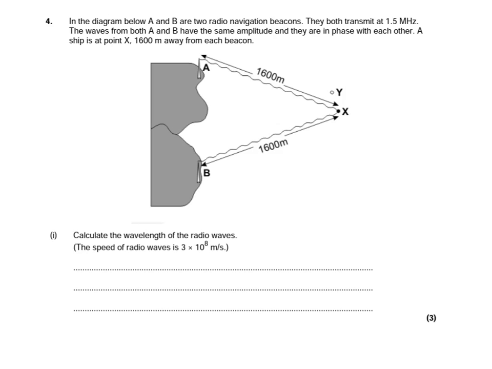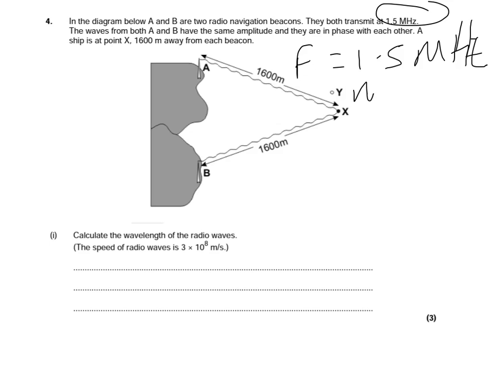So in the first part of the question, it gives you the information that in the diagram below, A and B are two radio navigation beacons. They both transmit at 1.5 megahertz. Okay, we might as well highlight that now. 1.5 megahertz, well, it's measured in hertz, that's a frequency. That's 1.5 megahertz. Now remember that mega is basically the same as a million.